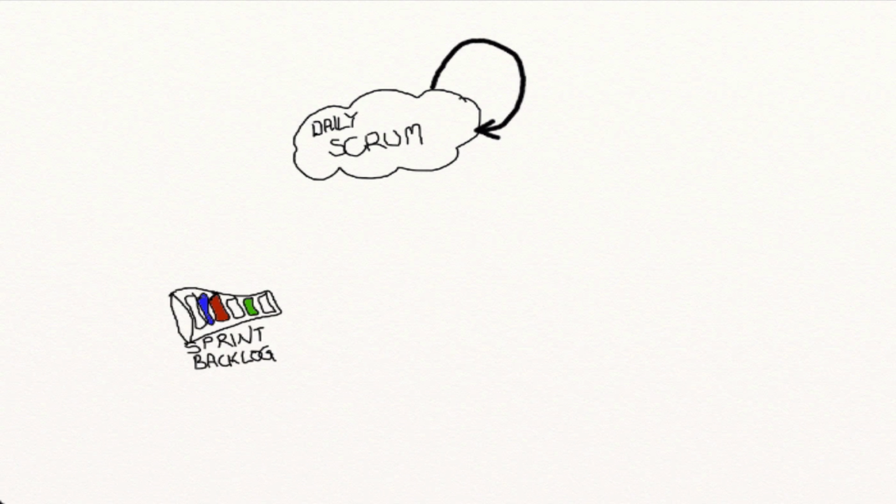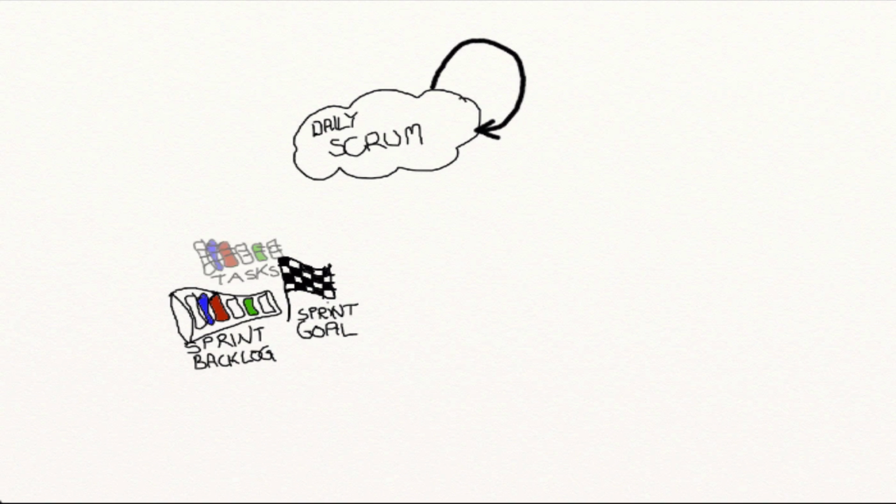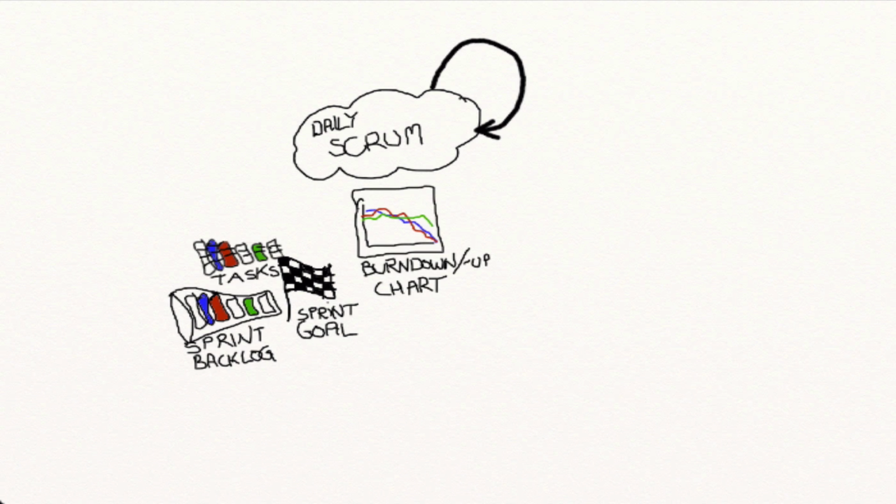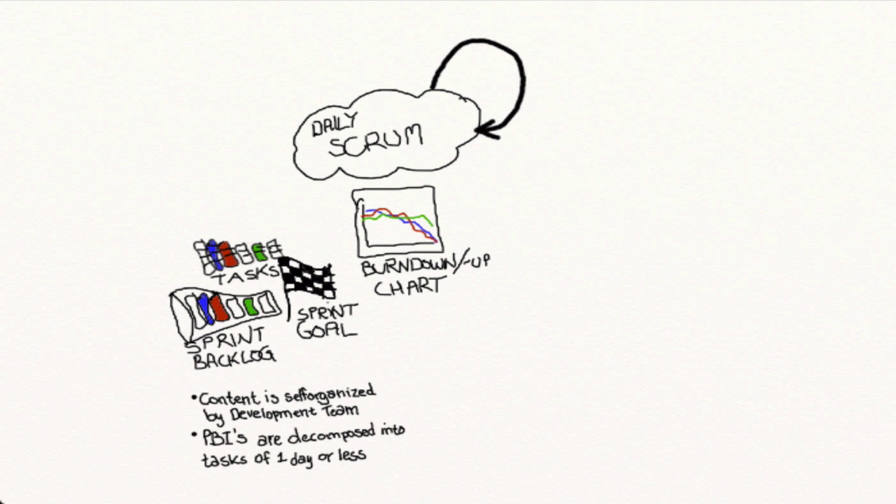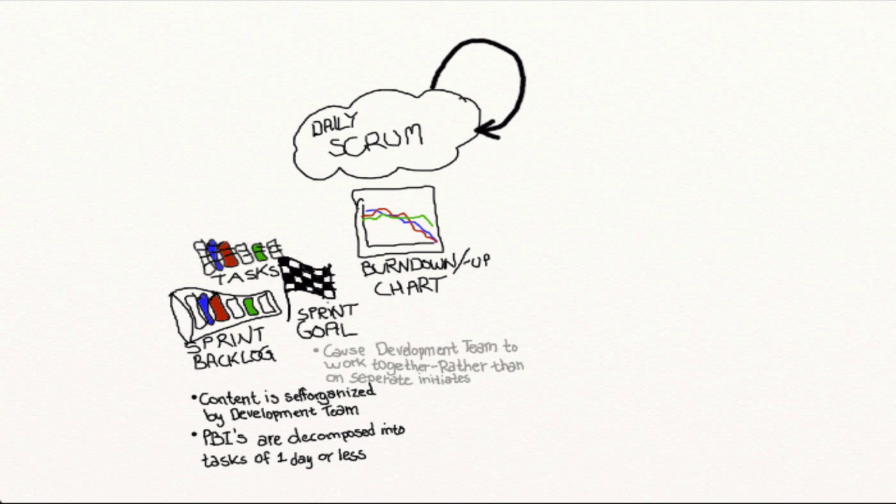Outcomes of the sprint planning are the sprint backlog and the sprint goal. The first one, the sprint backlog, contains, as mentioned a few times earlier, the highest prioritized product backlog items and a plan for delivering them. Its content is self-organized by the team, and the product backlog items are decomposed into tasks of 1 day or less. The second outcome, the sprint goal, is a definition of what to build during the sprint.